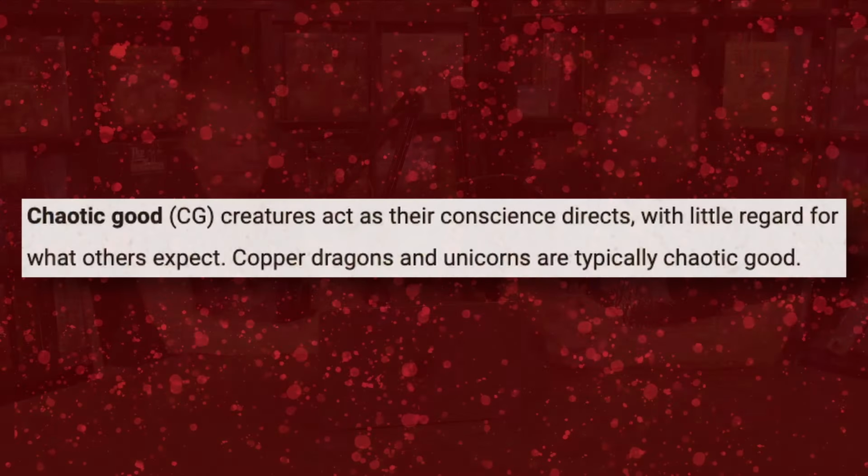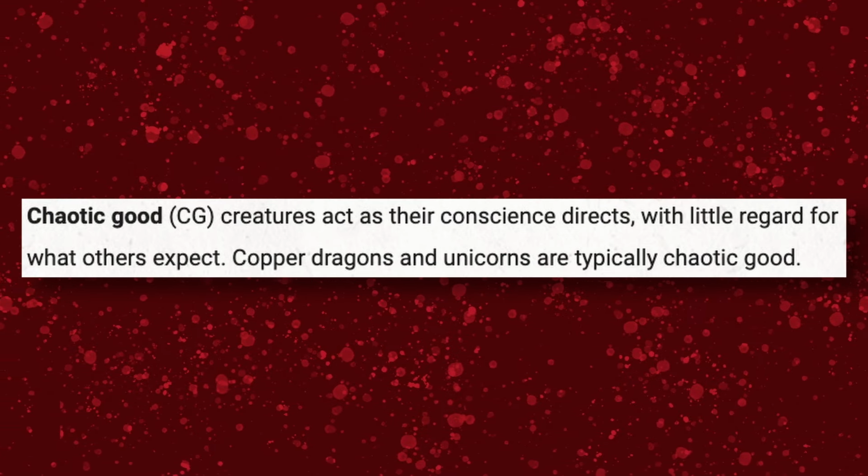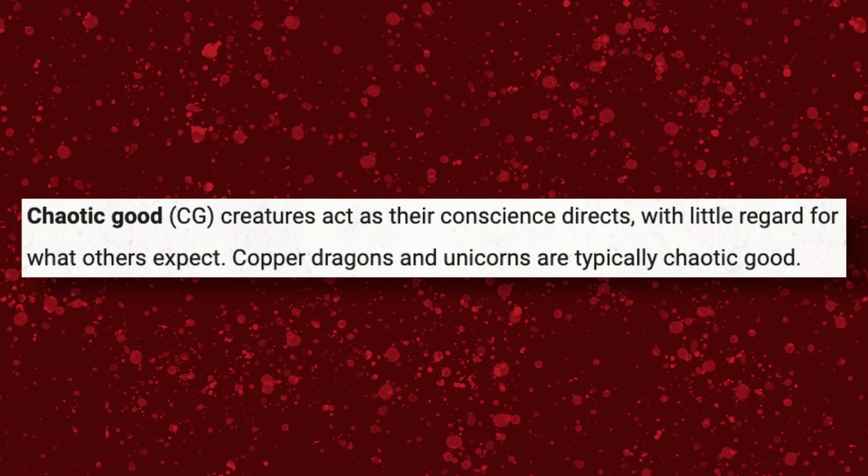Right. So about chaotic good, rules as written say that they act as their conscience directs with little regard for what others expect. Copper dragons and unicorns are typically chaotic good. One of the examples we came up with is Tyrion Lannister. He's typically doing things that end up being good, whether they're selfish at times or not. He's ultimately good. And he has really no code to think of. He doesn't like codes. And he has no regard for laws.